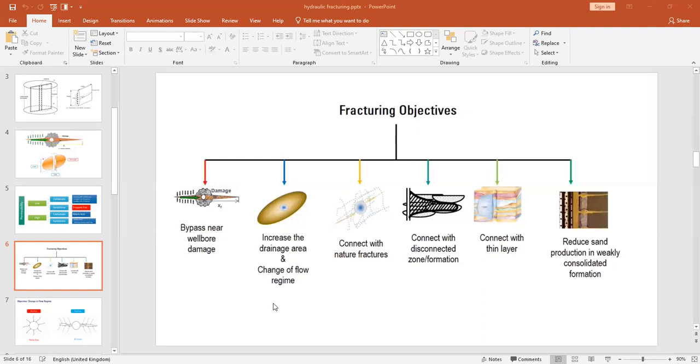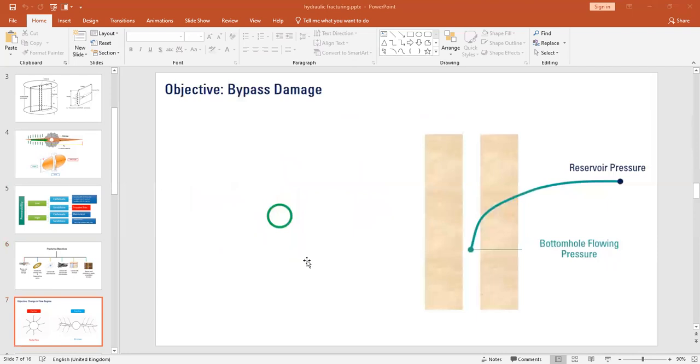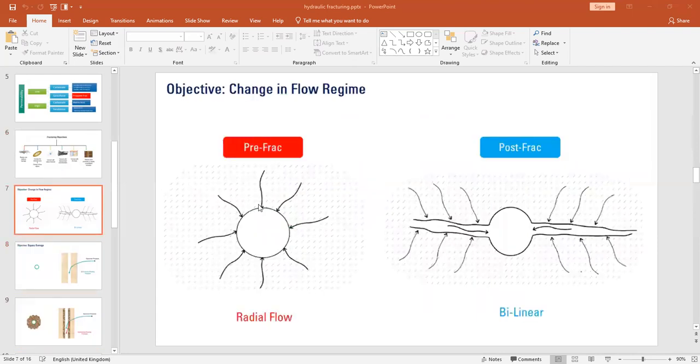Another company may do hydraulic fracturing just to increase the drainage area. If you want to increase the drainage area, then they might carry out hydraulic fracturing, or they change the flow regime. Changing the flow regime may be, you have a situation like this. This is a radial flow, right? Where fluids may be coming from different directions.